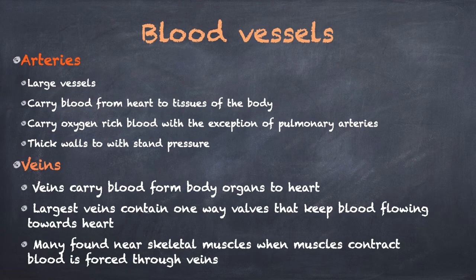Now coming to the blood vessels. The two important blood vessels are arteries and veins. Arteries are the largest blood vessels. Arteries carry blood from the heart to the body parts, and they carry oxygen-rich blood except the pulmonary artery. Arteries' walls are thick to withstand the high blood pressure. Whereas veins carry blood from body organs to the heart, and veins carry deoxygenated blood. Veins contain valves to prevent the backward flow of blood.